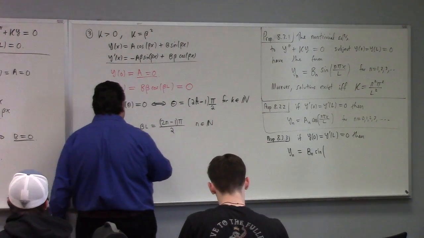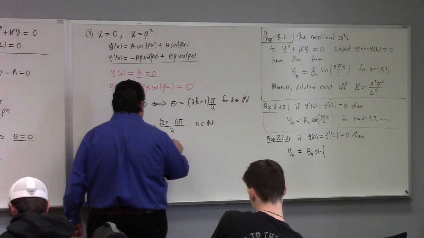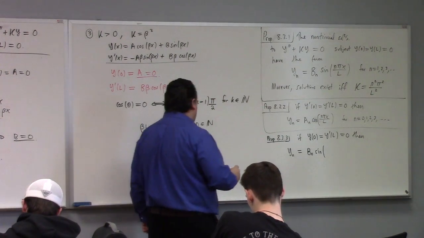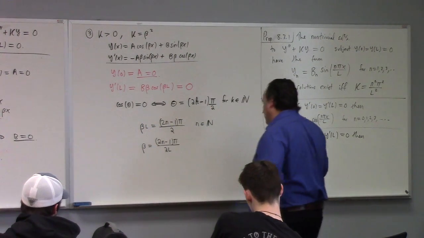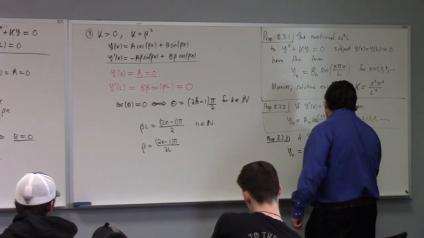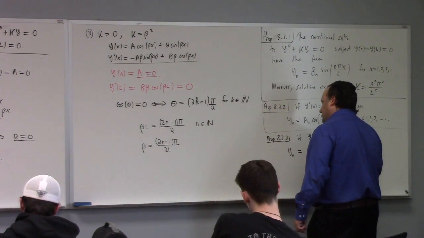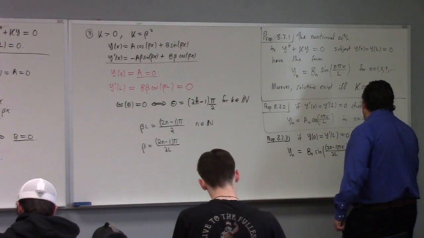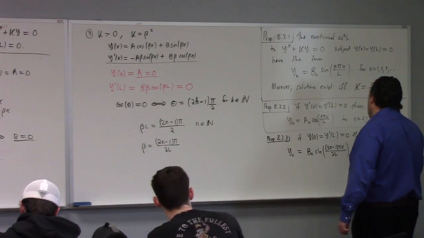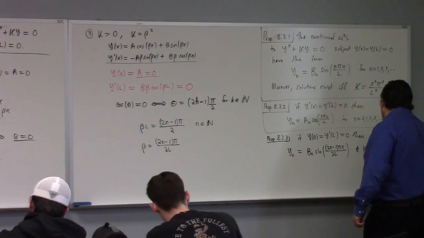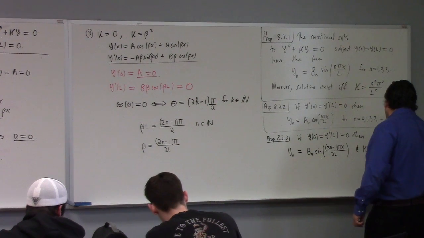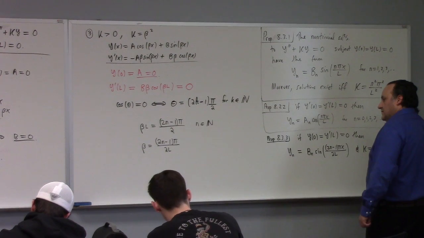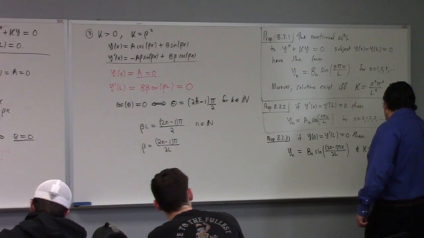So my beta is 2n minus 1 times pi over 2L, which makes, all right, so we got 2n minus 1 times pi x over 2L. That's my function, and k, of course, is equal to (2n minus 1) squared pi squared divided by 4L squared, I think, yeah.